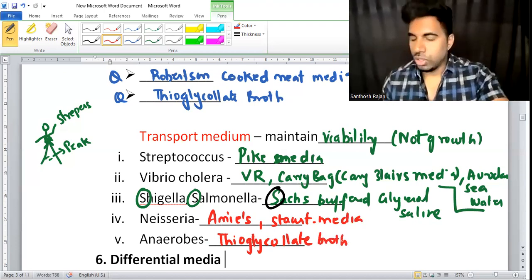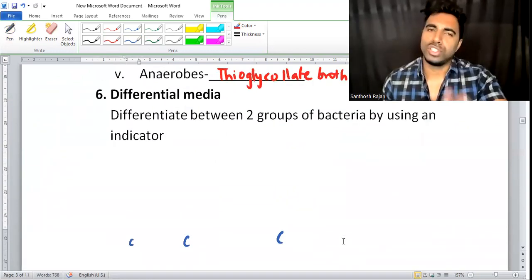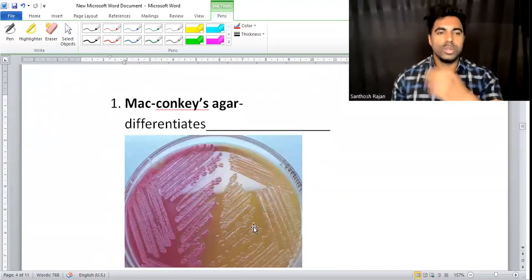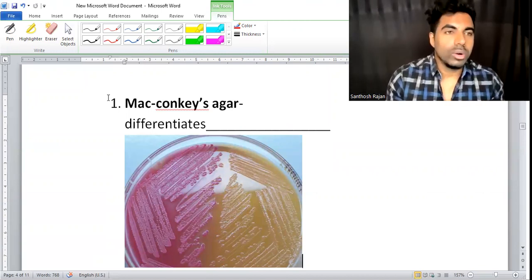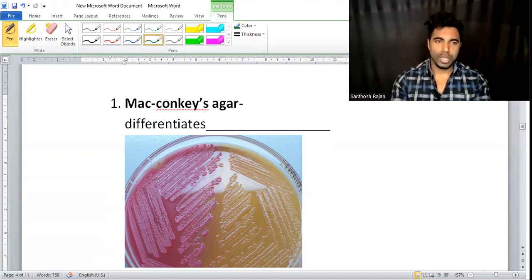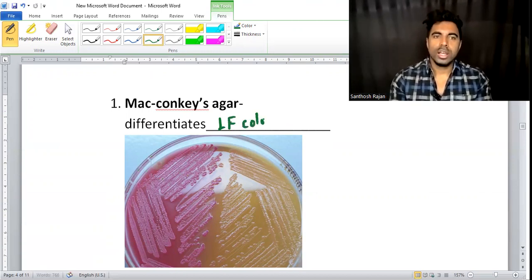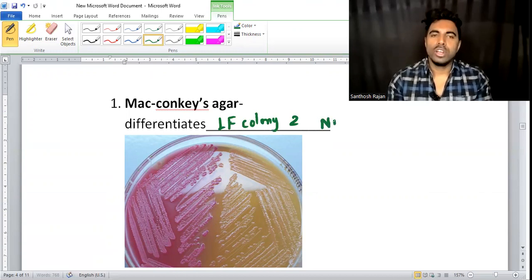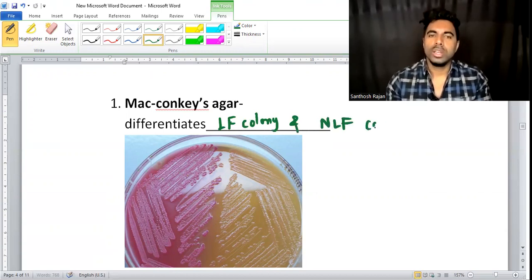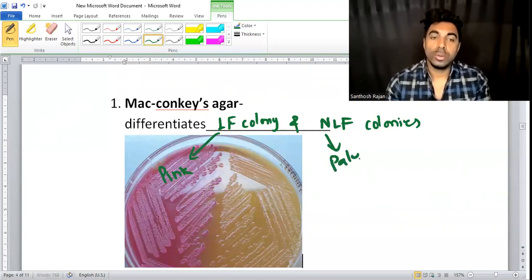Now the differential media. Differential media basically differentiate two bacteria using an indicator. That's it. Look at this picture. This is MacConkey agar. In MacConkey agar, what two things do you differentiate? The pink colonies are lactose fermenting, LF, and NLF is non-lactose fermenting colonies. Lactose fermenting is pink, whereas NLF is pale, no color.